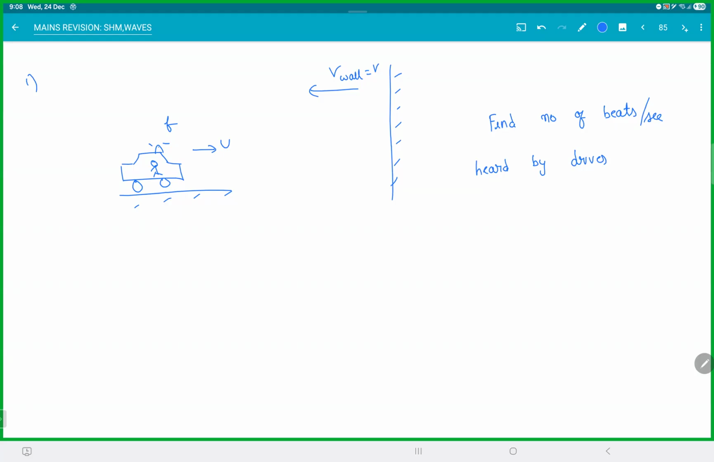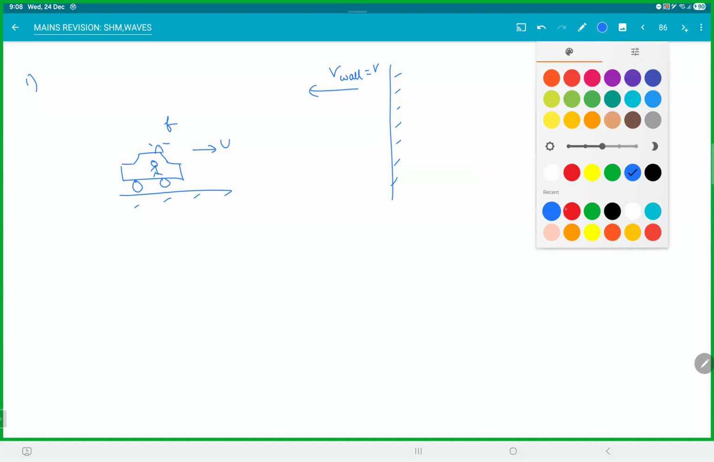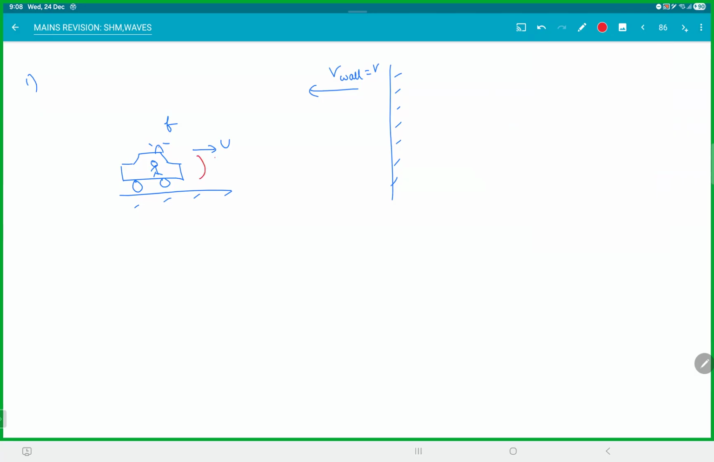Any answers? F into C by C plus U, C minus U. I don't remember the answer, but let's see. So first thing, who is the source? The sound is coming from here. So this is the source. Who is the observer? The wall is the observer. So the sound will come and the wall will hear F dash.